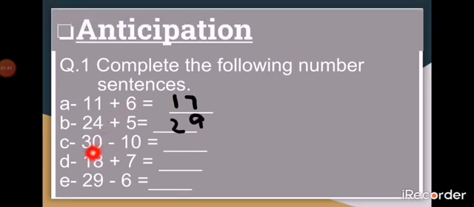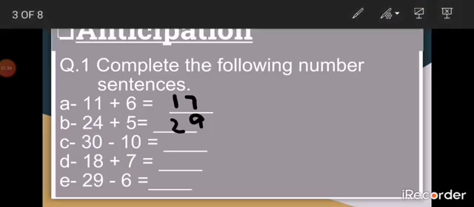Now the next part, 30 minus 10 is equal to dash. The numbers are in tens, so you can say 30 means 3 tens and 10 is 1 ten. So, subtract 1 ten from 3 tens. The answer is very good: 2 tens. That is 20.